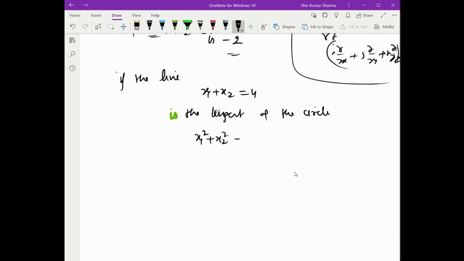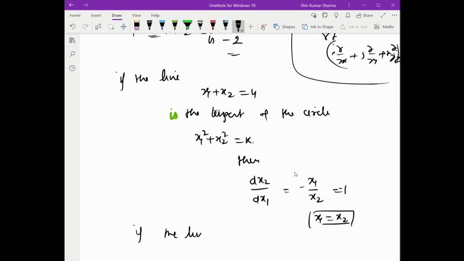x1 square plus x2 square equal to k. So how to obtain the tangent? Then we obtain the tangent as dx2 upon dx1, dy upon dx equal to minus x1 upon x2 equal to minus 1. Gradient is minus 1. So here we see that x1 is equal to x2.